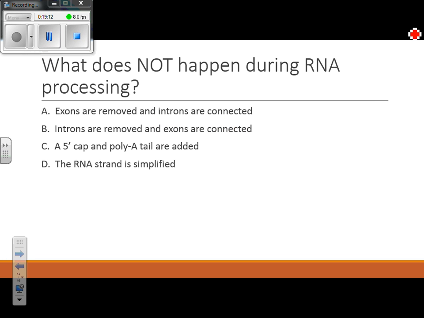All right, let's keep moving on here. What does not happen during RNA processing? I'll give you a second to look. We have: exons are removed and introns are connected; introns are removed and exons are connected; 5' cap and poly A tail are added; or the RNA strand is simplified. Which one does not happen?